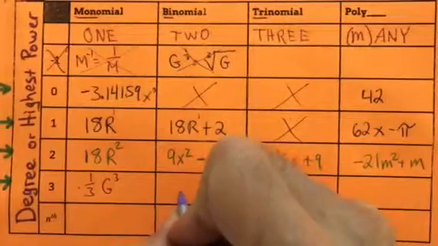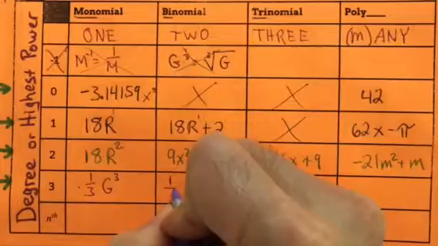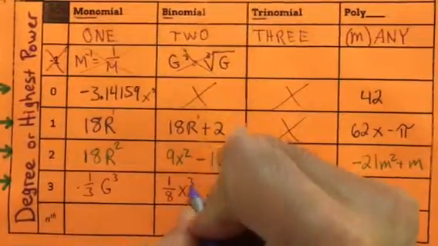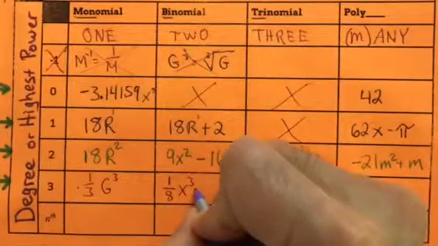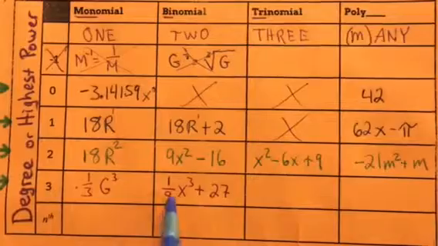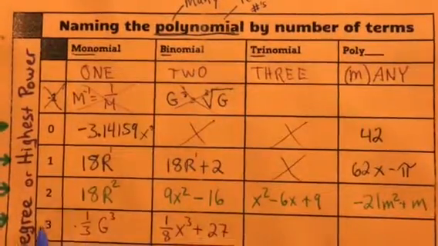I can say degree 3, 1/8 x cubed plus 27. It's a binomial, right? Two terms. The degree is 3.